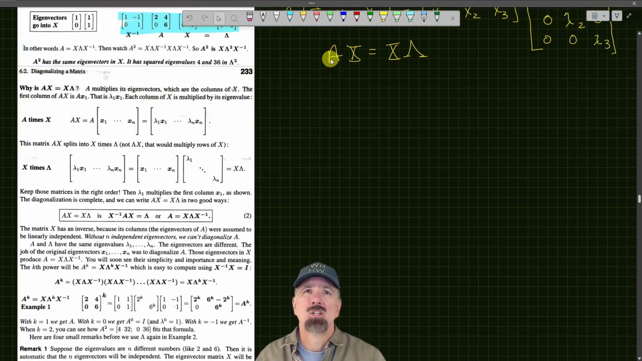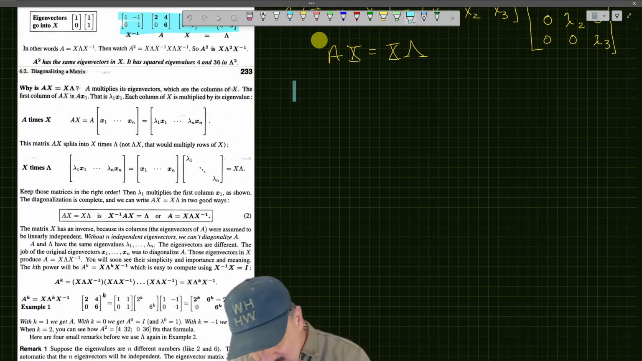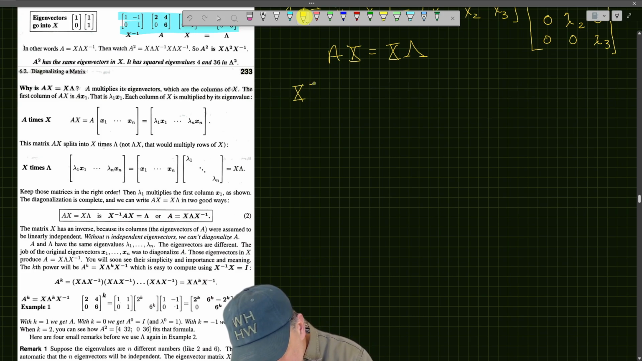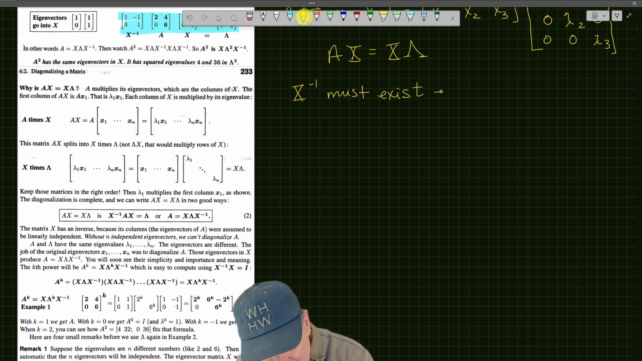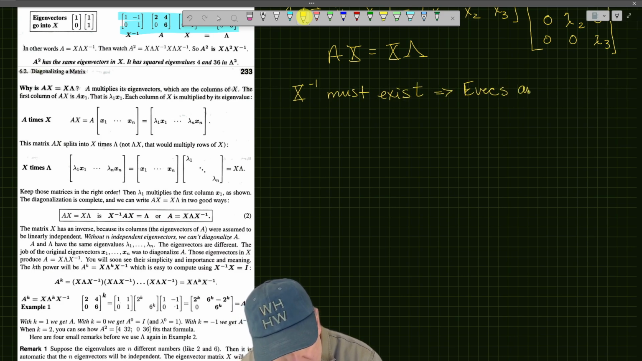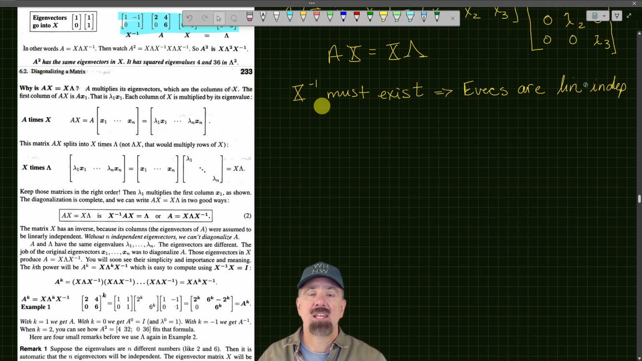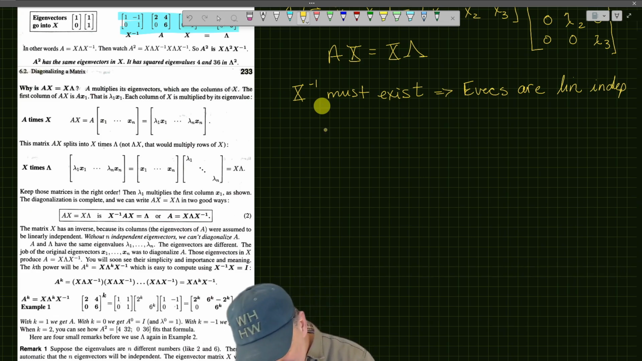What we want to do is look at now what we can do with this, as long as X is invertible. And so this comes down to our big requirement for diagonalization. X inverse must exist, which means that the eigenvectors are linearly independent. We have to have a complete set of linearly independent eigenvectors. That's what's required in order for us to do diagonalization. Then we have two options.